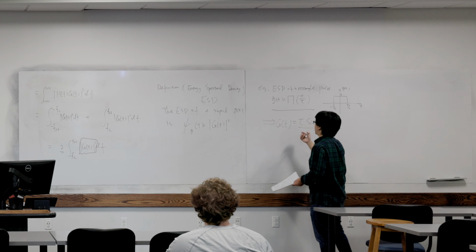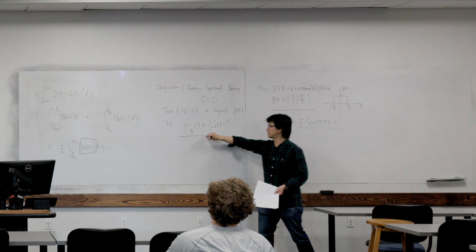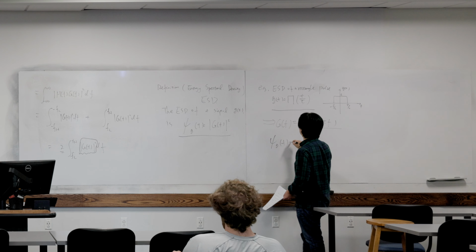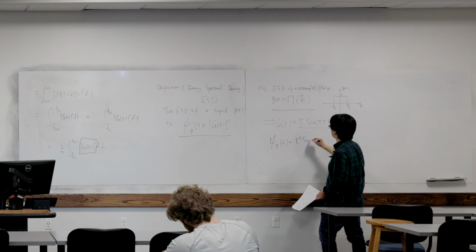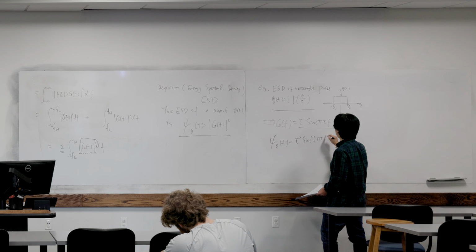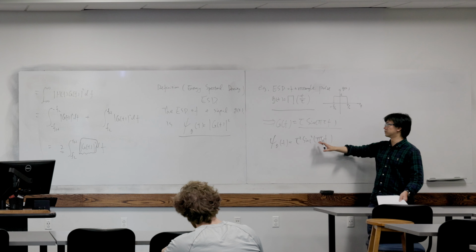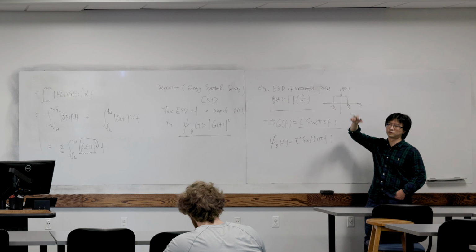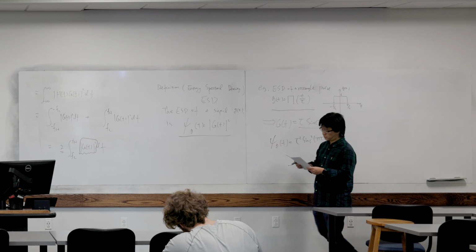Okay, great. And then the ESD is nothing but the square of this guy. So psi_g(f) is tau squared sinc squared(pi tau f). That's basically what it is. You can draw that: the shape looks pretty much like that, we just make it squared, so there is no negative part. Okay, that's a very straightforward example.